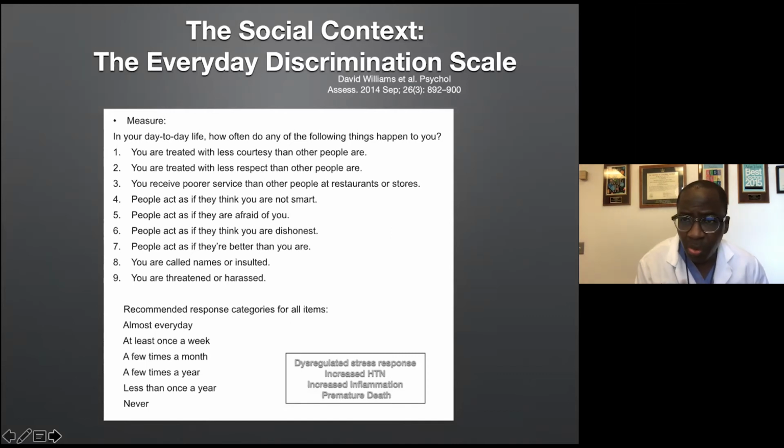These questions seem quite straightforward and innocuous, but when they occur with the frequency of almost every day, or even once a week, the sheer barrage of these experiences is associated with increased hypertension, increased inflammation in the body, premature death, and a dysregulated stress response. And this is wonderful work that was done by David Williams.